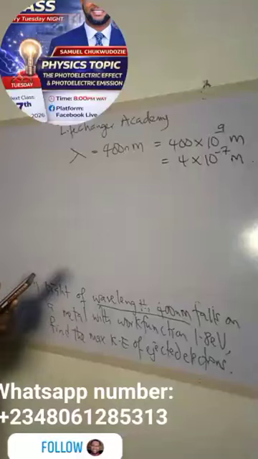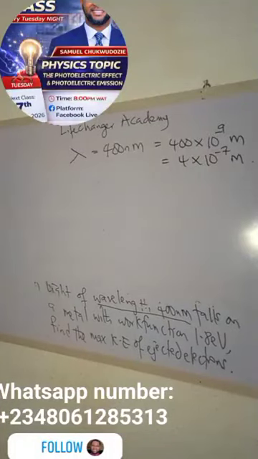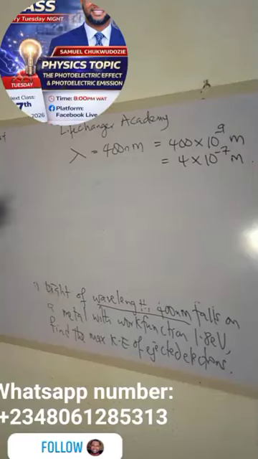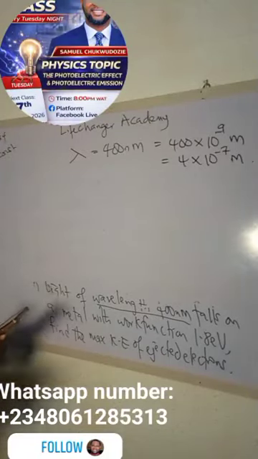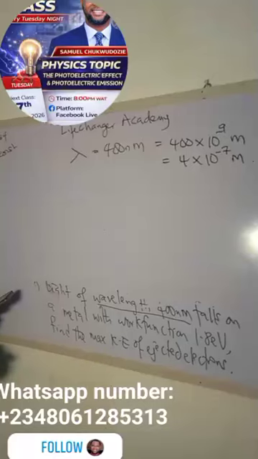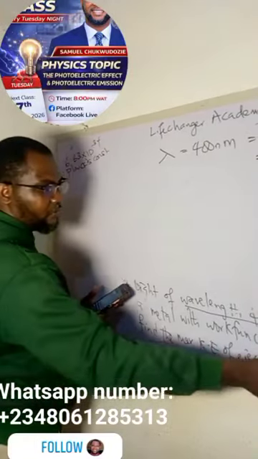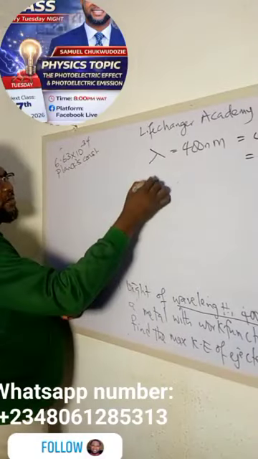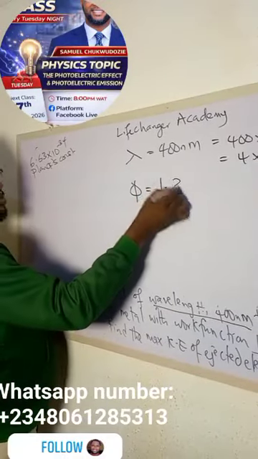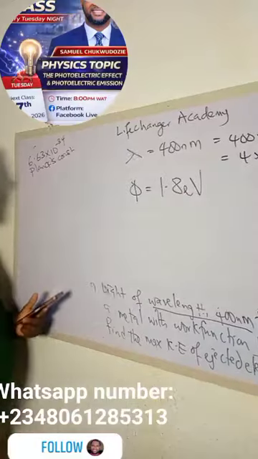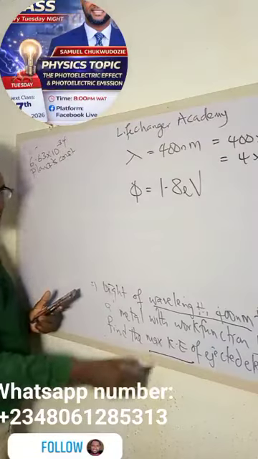For the person that asked the question, if it is about 6.63 times 10 raised to the power minus 34, this is a constant. It's called the Planck's constant. I already mentioned that. So now the question says falls on a metal with work function this. The work function of the metal is 1.8 electron volts. It's given in electron volts. Find the maximum kinetic energy.